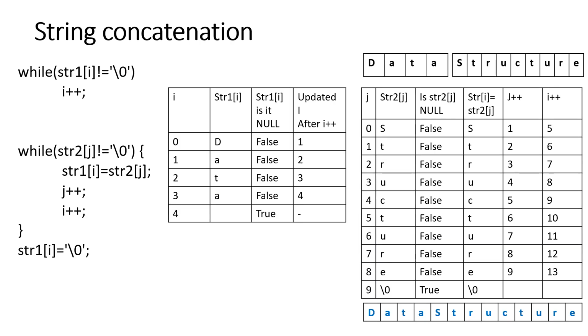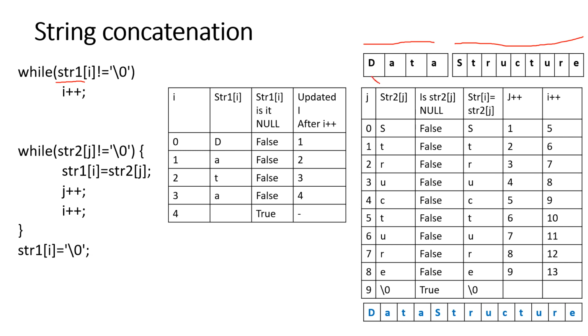Next, concatenation. An equivalent C program can be written. This is a part of the program, not the complete one. We'll take str1 as my string, str2 as my second string. This is str1, this is str2. I have to concatenate. At the end, I want data structure. The first step is to copy all characters of the main string, or I can say I'm going to join str2 to str1.